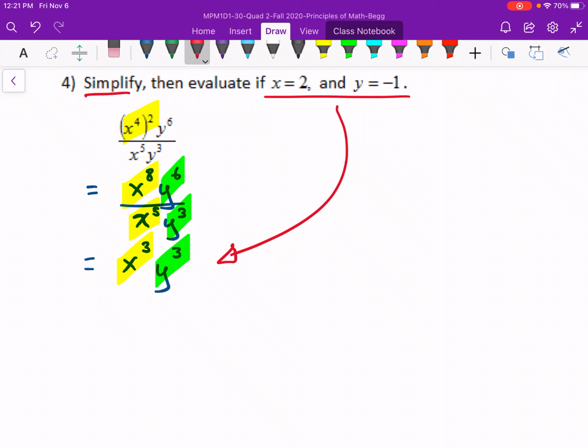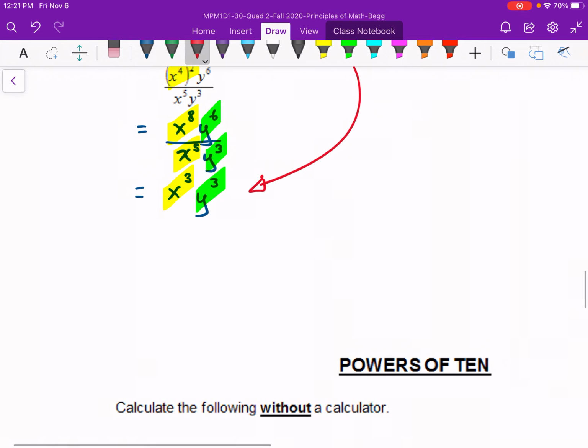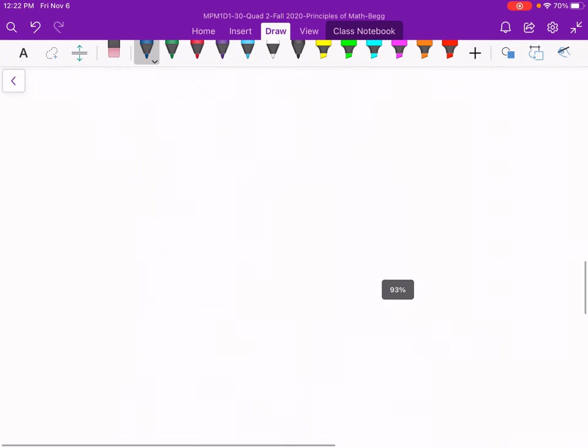Then we get to the part where we do our substitution. So we're supposed to simplify first, then put 2 in for x and -1 in for y. So now I've got 2 to the exponent 3 times -1 to the exponent 3 as well. 2 to the 3 equals 8. So remember, a negative number to an odd exponent is going to be negative, and 1 times itself 3 times is 1, so that's still -1, and 8 times -1 gives us -8 overall.